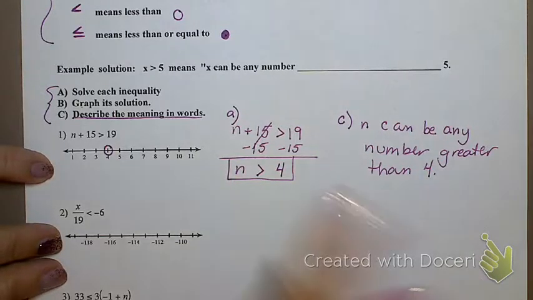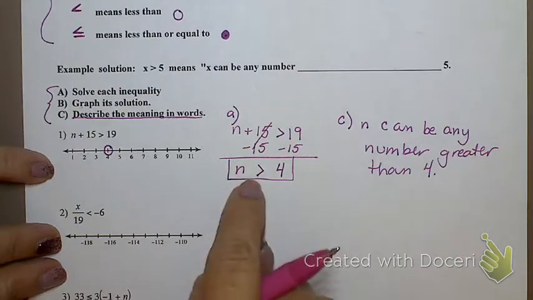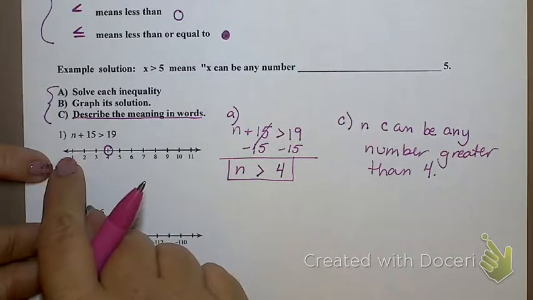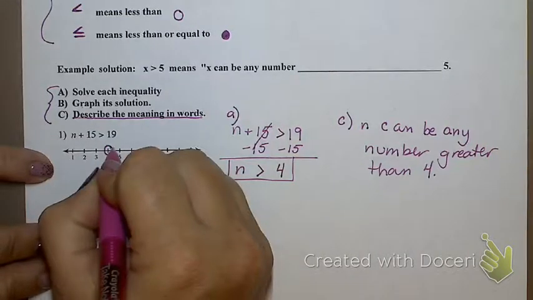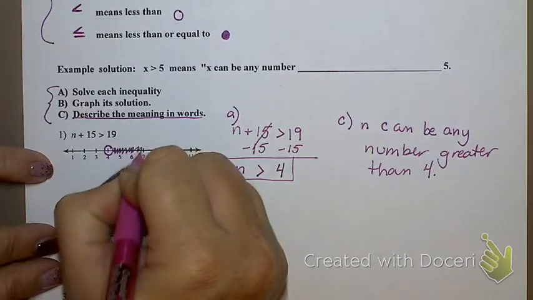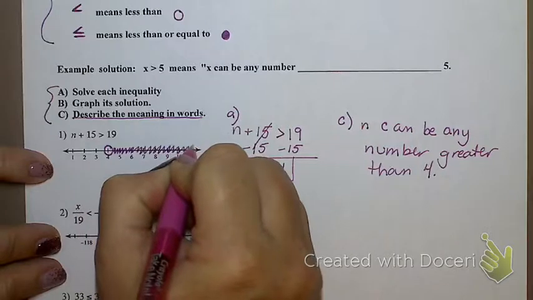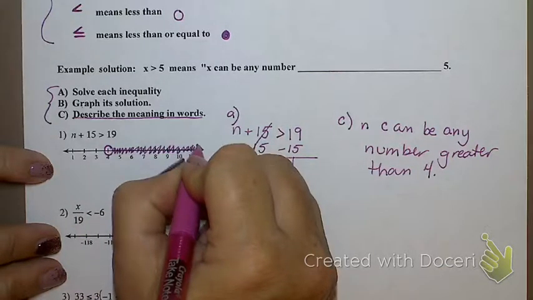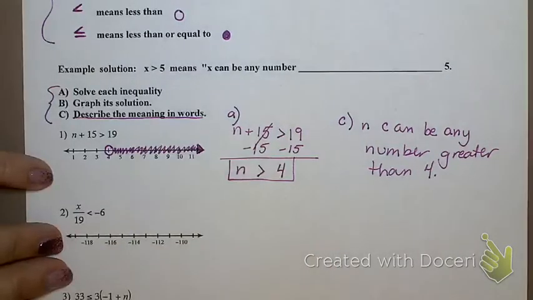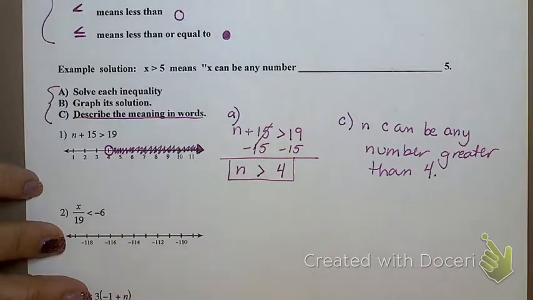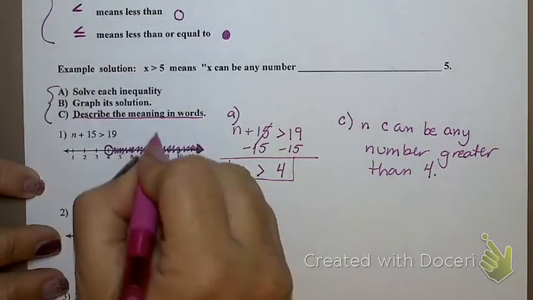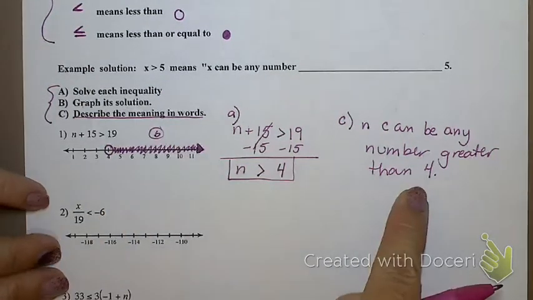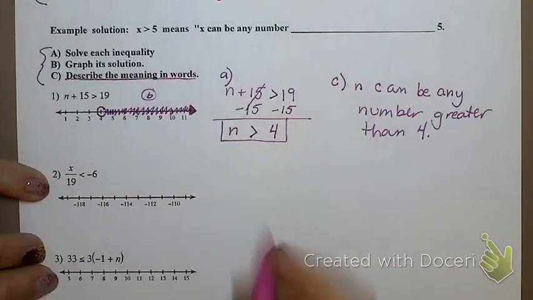And then where are the numbers that are greater than 4? Are they to the right of that circle or to the left? To the right. So I'm going to shade to the right, and I actually shade like this just to make it clear what direction I'm shading. And then I'm going to darken that arrow to show that it keeps going on. Easy? So that was part B. So there's part A, part B is the graph, and part C is this. Let's look at number 2.